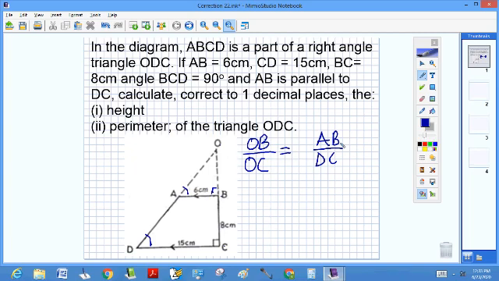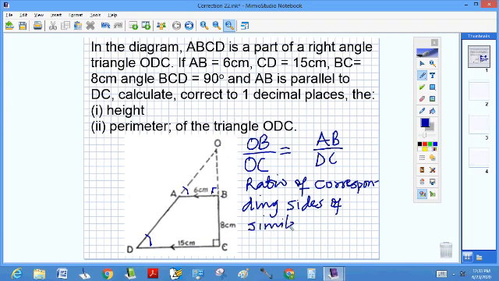We call it the ratio of corresponding sides of similar triangles.